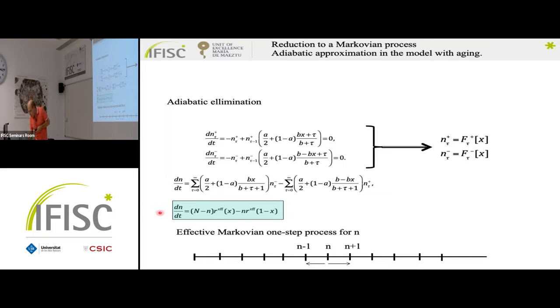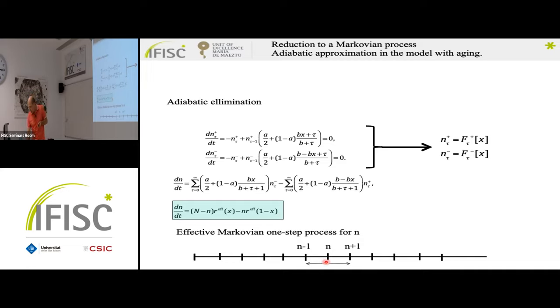And you can write this evolution equation in this form. You can perform these sums and you reach this form. So you have reduced this non-Markovian problem to a Markovian process. Which price have you paid? You have paid the price that your rates are some complicated expressions. And of course, the rates will not be linear. They are not linear anymore. So we have reduced that to a one-step process.